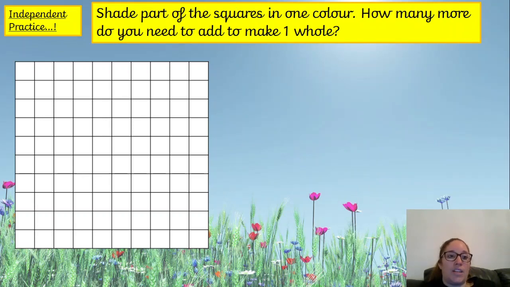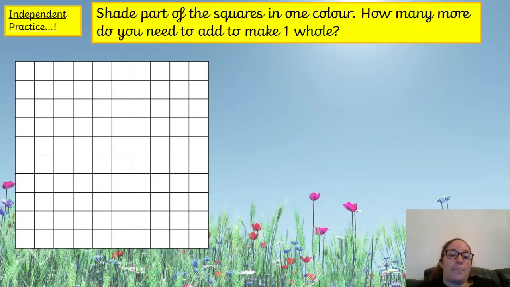Okay, over to you to have a quick practice. So on the resources page, there are three 100 squares. Okay, you don't need to print them if you haven't got a printer, that's absolutely fine. You can draw them in your books.